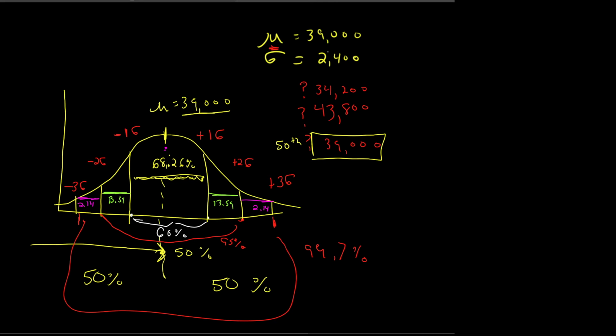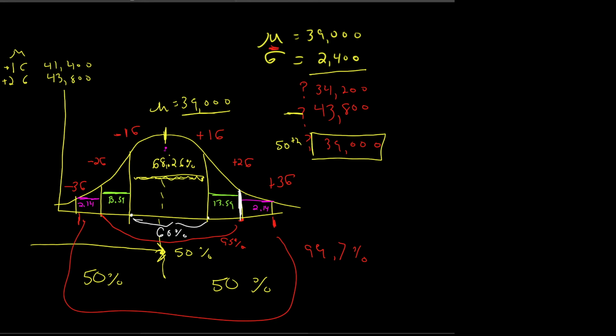And now I can count in standard deviations. And so when I come up one standard deviation, I get 2,400 more. So going up one standard deviation, I'll put my mean here, and plus one standard deviation gives me 41,400. Up two standard deviations gives me 43,800. Wait, oh, that's the number I wanted. So 43,800 is right here.